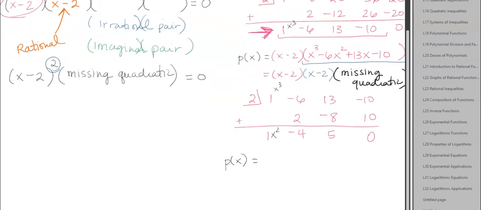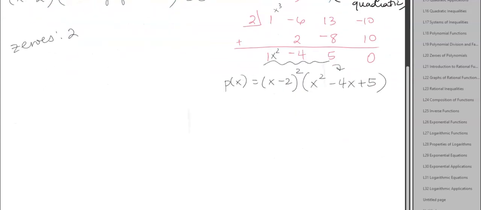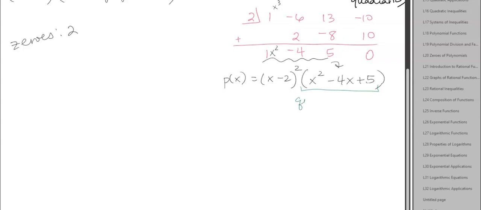So now we know that our function p of x has x minus 2 showing up as a factor twice, and the quadratic factor that shows up with it coming from these coefficients is that right there. So far in our list of zeros, we still only have 2. It just showed up twice. To get the rest of our zeros, we're going to take this quadratic and use the quadratic formula on it, which tells us that x is equal to negative b plus or minus the square root of b squared minus 4ac all over 2a.